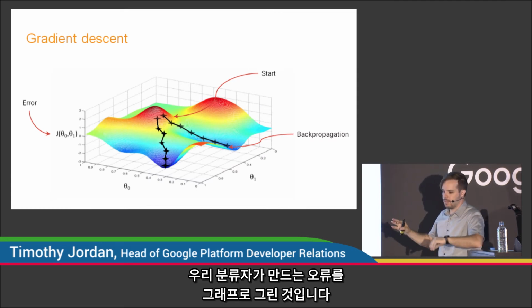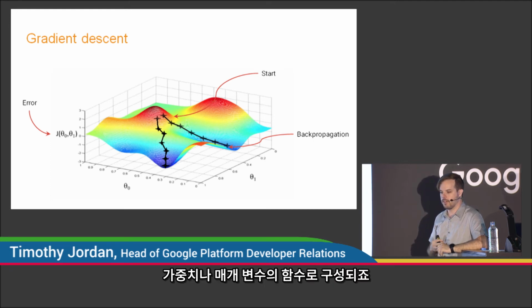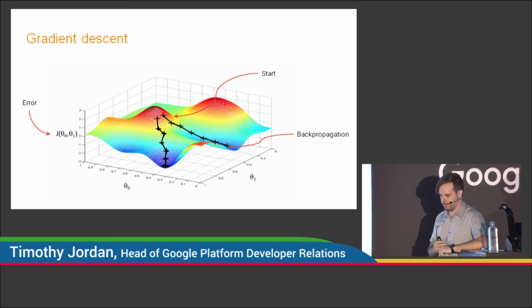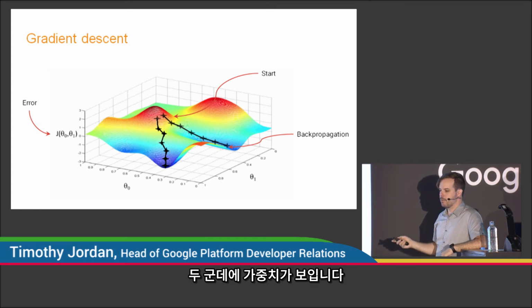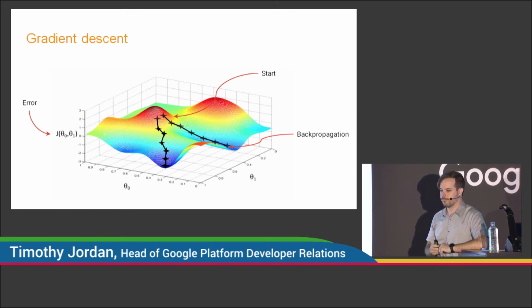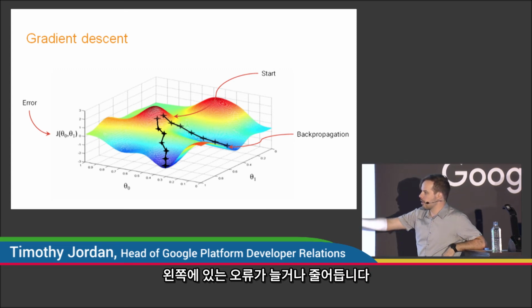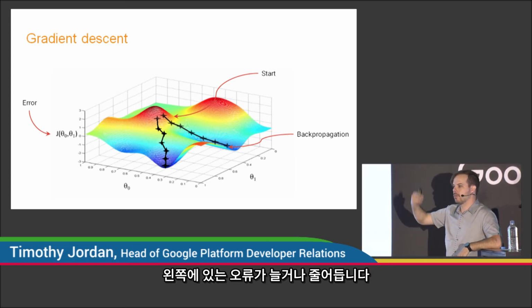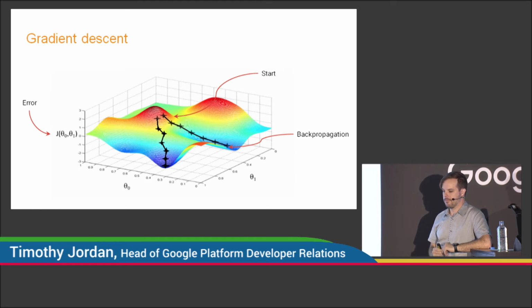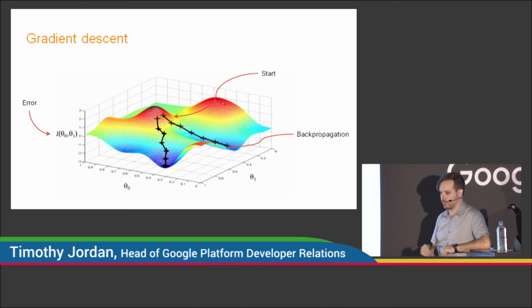So this is a plot of the number of errors that our classifier makes as a function of the weights or the parameters. Here we've just shown 2 weights, right there, right there. And let's say we start with the random values as we do. If we adjust them slightly, we can see if our error over here on the left goes up or down. If it goes down, we keep moving in that direction to reduce the error of our overall model.